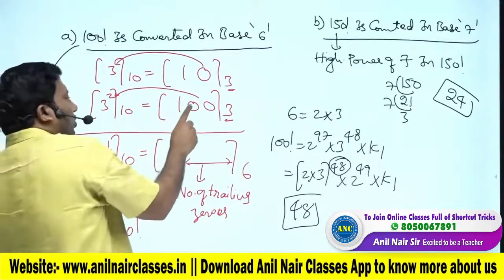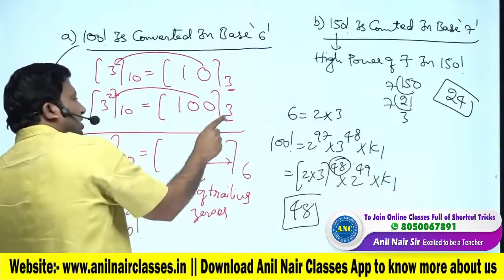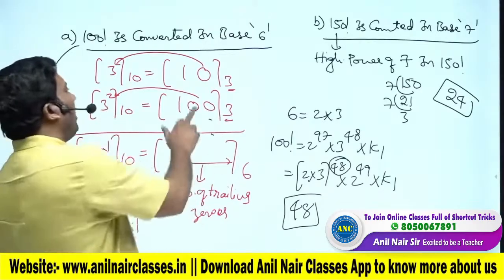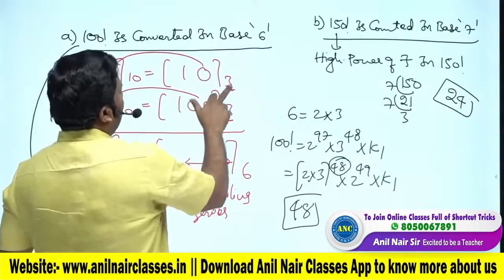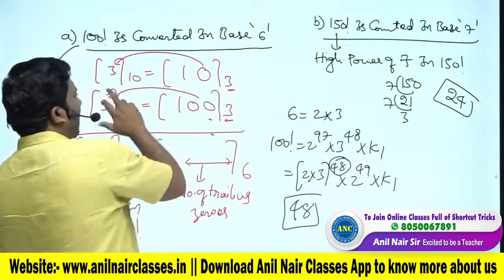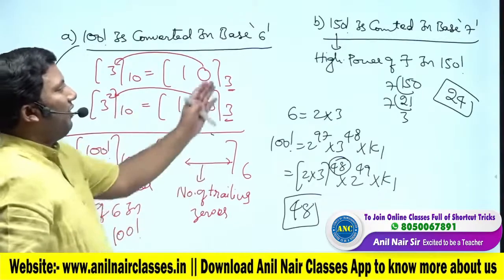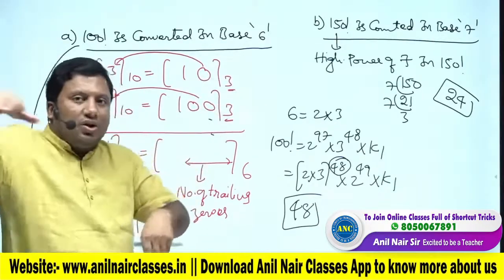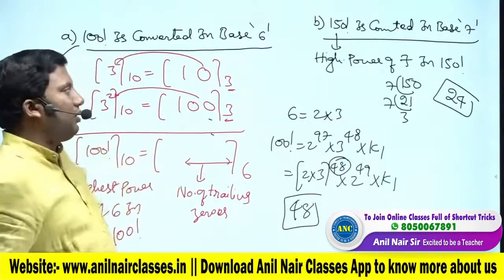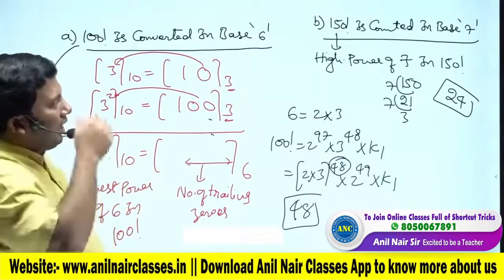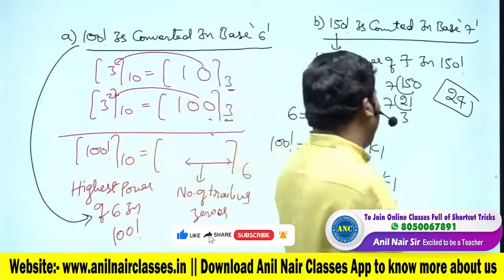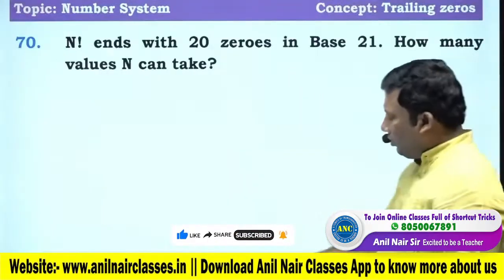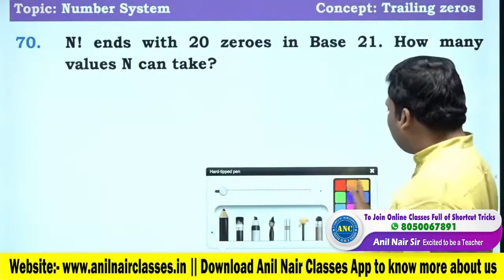Number of zeros at the end in base system K is the highest power of K. So 150 factorial, if I convert into base 7, zeros at the end is equivalent to the highest power of 7 in 100 factorial. I hope the idea is clear. Next one, easily you can solve.